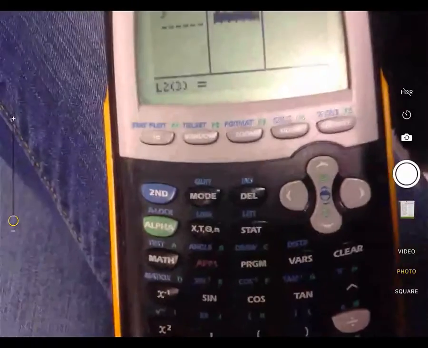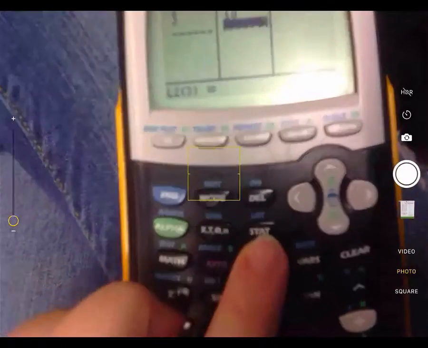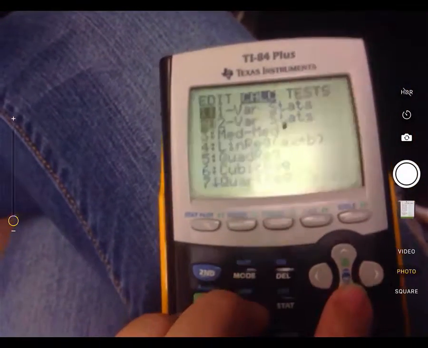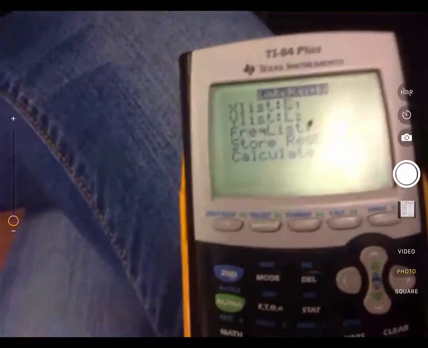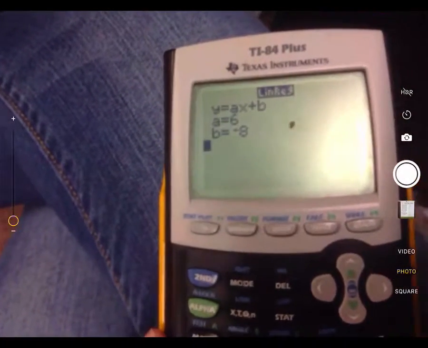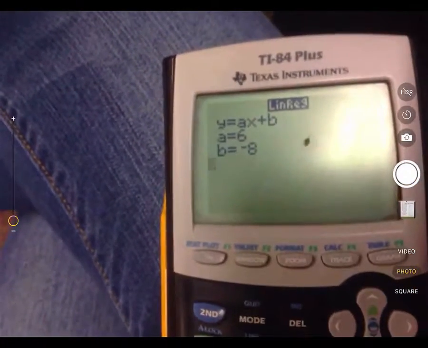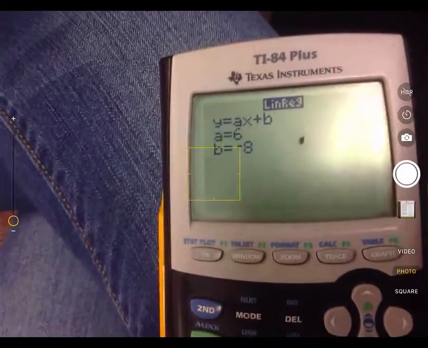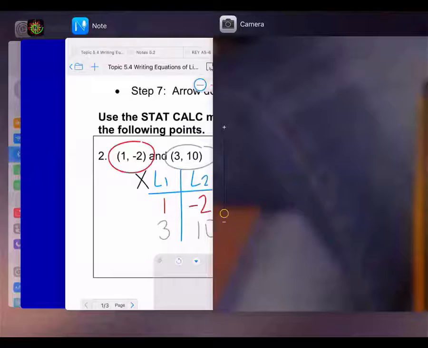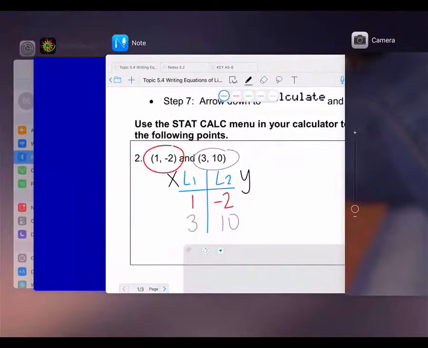Now I'm going to go back to stat. So this button here. I'm going to scroll over 1 to calc, scroll down to 4 and click enter. And then I just keep clicking enter until this pops up. So they tell me A is 6, B is negative 8, and Y equals AX plus B. So on my paper, I'm going to write down everything and then we're going to explain what it means.